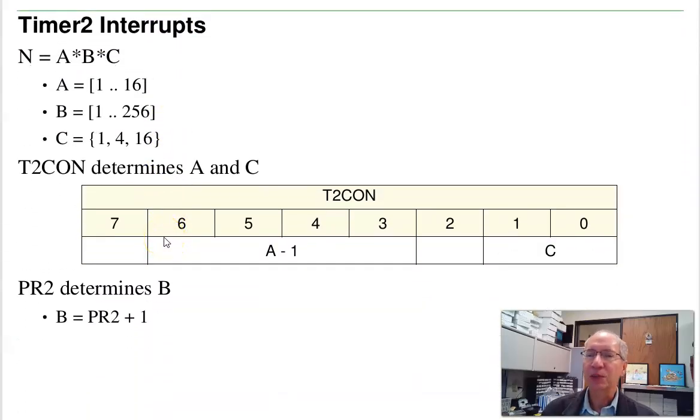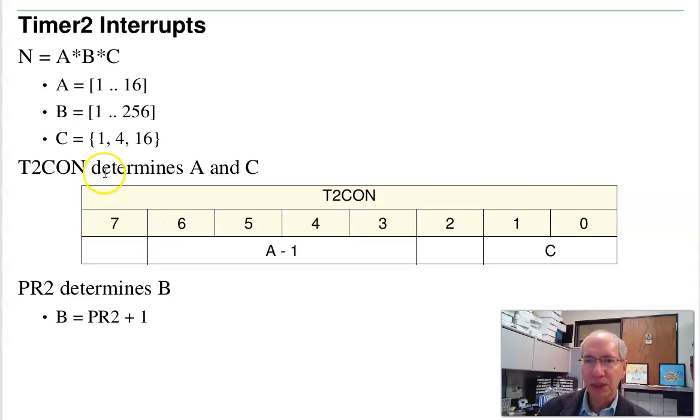For timer interrupts, there's kind of 2 different styles. There's timer 2 and everyone else. Timer 2, you set it up so I interrupt every n clocks, where n is a product of 3 constants, a, b, and c. A is an integer in the range of 1 to 16, b is 1 to 256, c is 1, 4, or 16. So once I specify a, b, and c, I specify n, then every n clocks, the interrupt triggers.